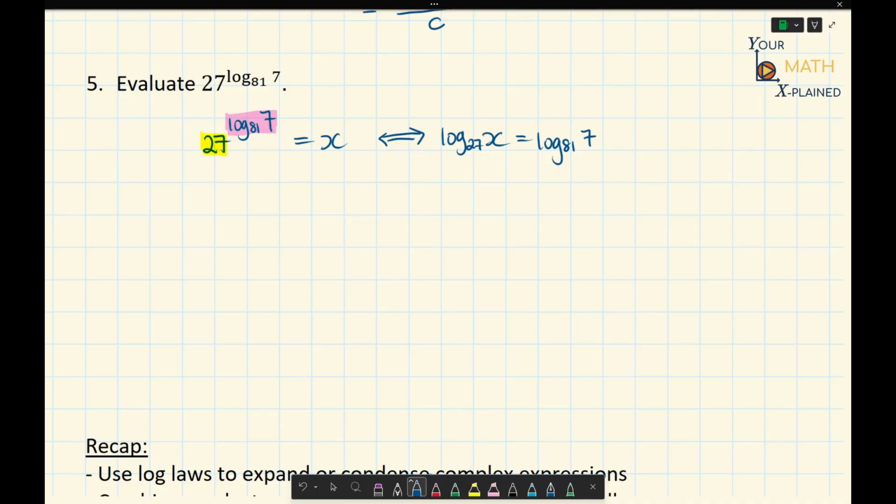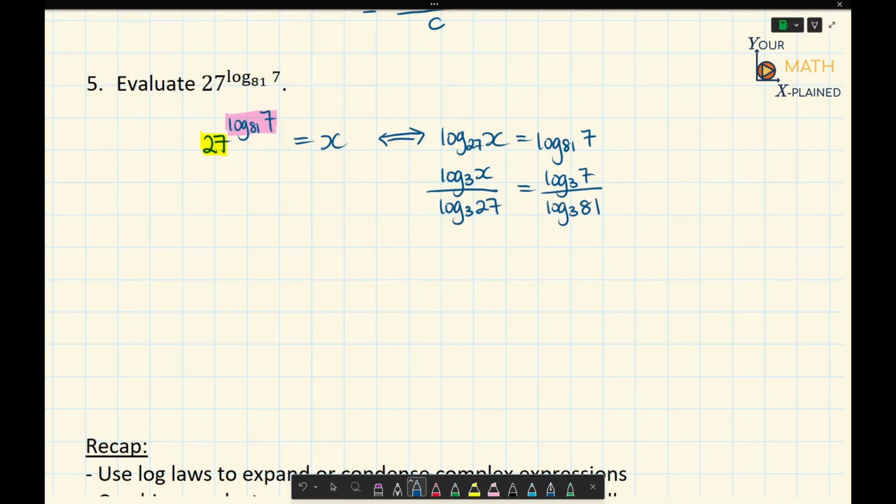So notice how 27 and 81 are both powers of 3. So let's go ahead and actually do a change of base here so that we can rewrite both of them in terms of log base 3. So that means the left side becomes log base 3 of x over log base 3 of 27. And then the right-hand side becomes log base 3 of 7 over log base 3 of 81.